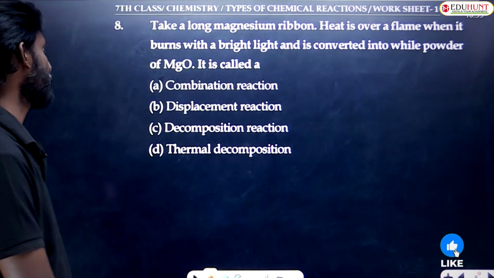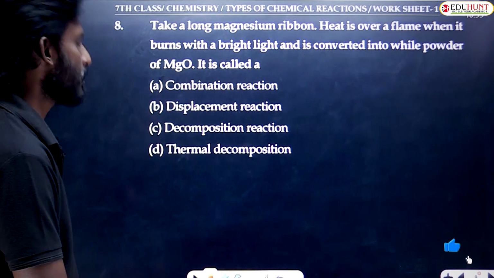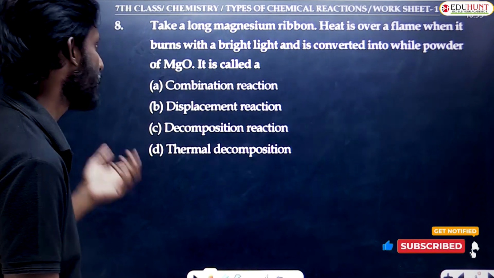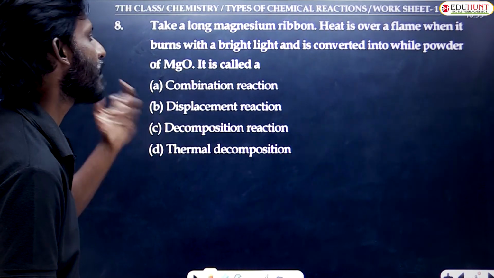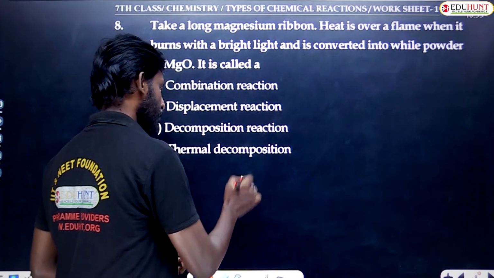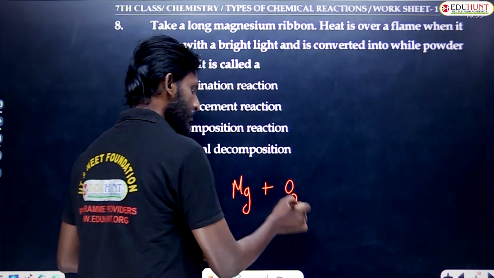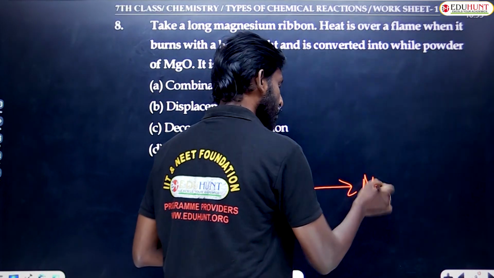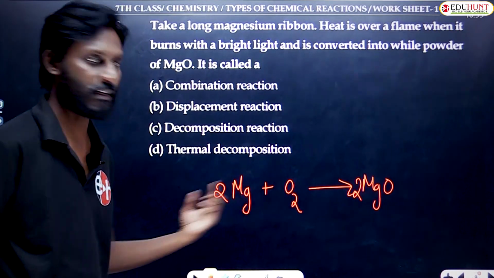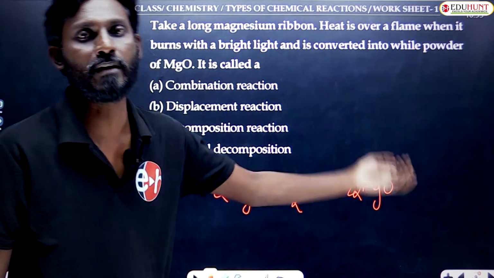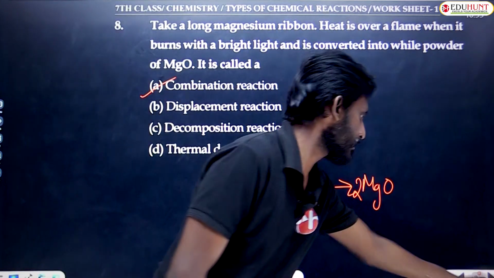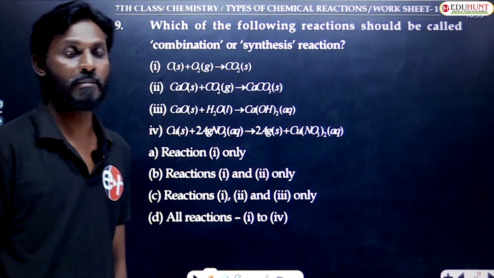Next, question number 8. Take a long magnesium ribbon and heat it over a flame. It burns with a brilliant bright light and is converted into a white powder. See, magnesium when burnt in oxygen gives magnesium oxide. Let's balance this. It's a combination. Here two elements combine to give a compound. It's a combination type of reaction.